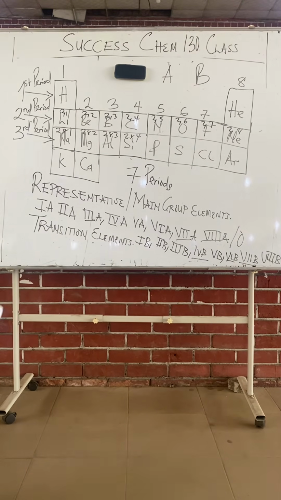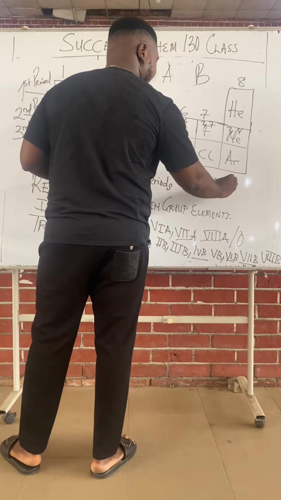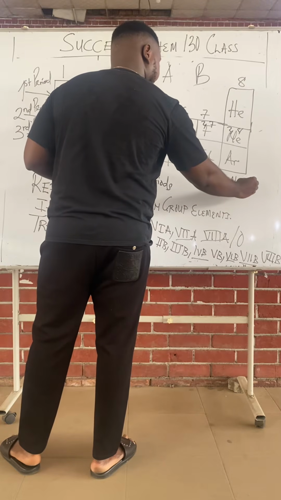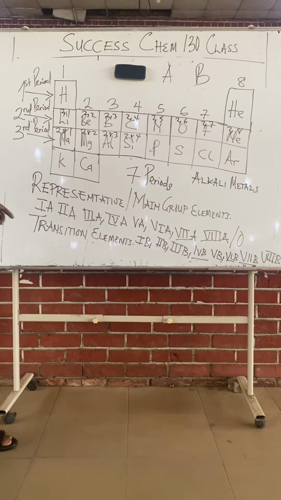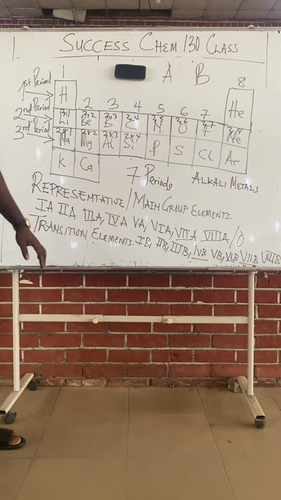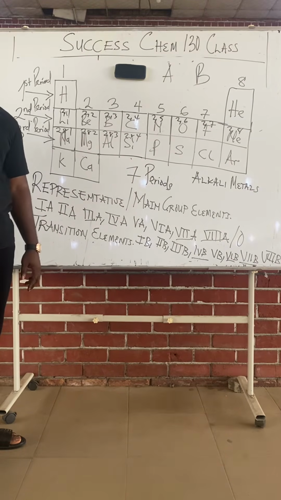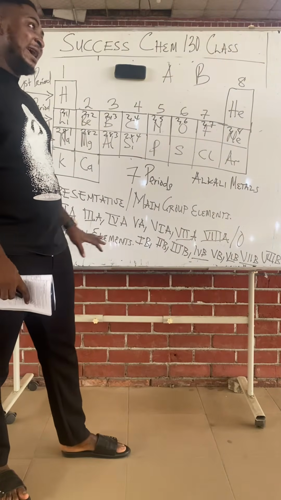Group IA are called alkali metals. Group IIA are called alkali earth metals. So IA are called alkali metals, IIA are called alkali earth.